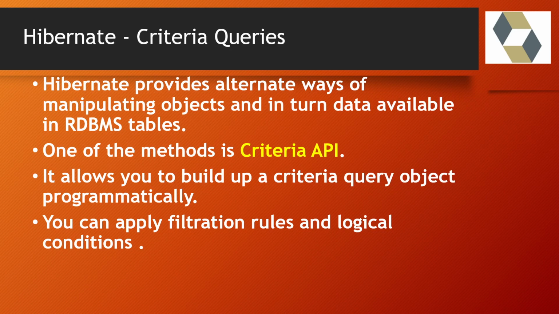In the previous case we saw that we can do it with the help of the where clause. Instead of that, there is an alternate way by using Hibernate criteria. So we have a criteria API for that. We have to build a criteria query object programmatically. Instead of writing the SQL statement, we write the program, with the help of small code. So you can apply filtration rules and logical conditions: greater than, equals, and operator, or operator, in operator, between operator. Those are used for filtering the data.